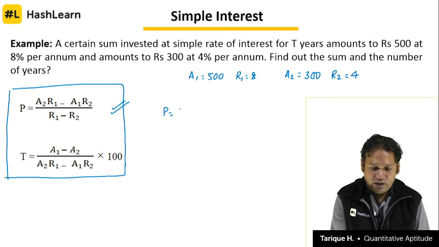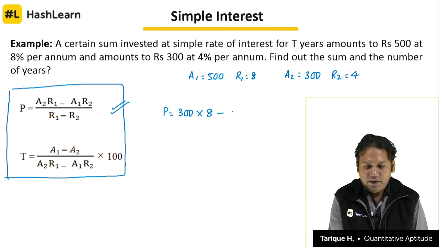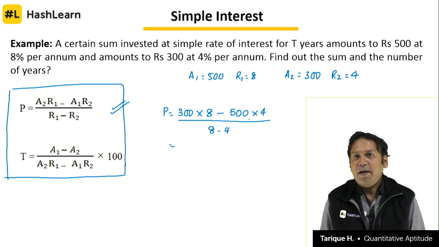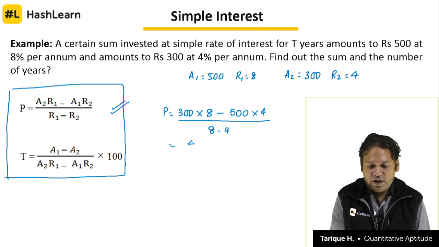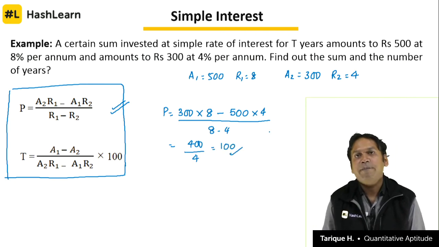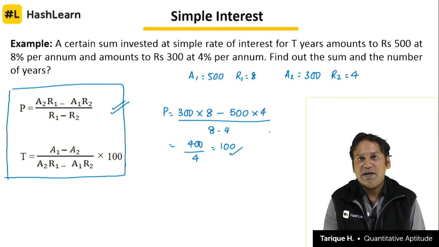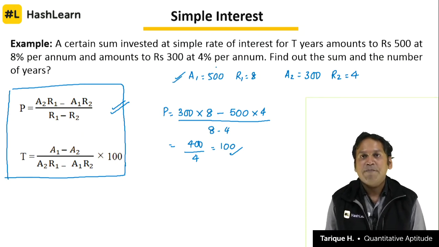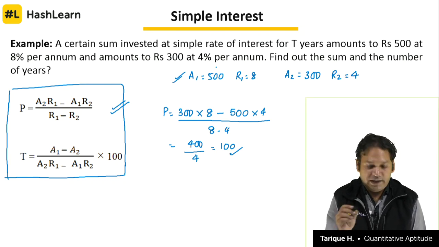So what is P? P is equal to A2 R1, 300 into 8, minus A1 R2, 500 into R2, which is 4, by R1 minus R2, 8 minus 4. You see, 2400 minus 2000, 400 by 4, which is equal to 100. You see now why I am saying this is so important. If you know this formula, you are getting the answer within seconds. How much time did I take here? Just 8 to 10 seconds. Less than that you will solve. Where I am explaining here, writing down all of these things, directly you will put the values and get the answer.